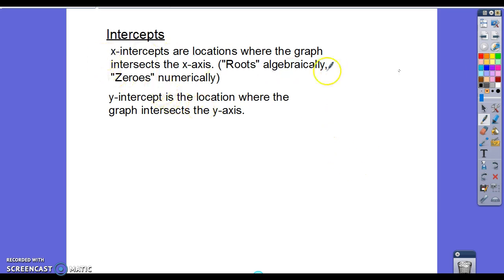Okay, so I'm going to use these pretty interchangeably because they do mean the same thing. When I talk about x-intercepts, I'm talking about the roots when I say something algebraically. So for example, if I wanted to solve this guy, 3x plus 9 is equal to 0, really I'm asking you to find the roots of the function 3x plus 9 equals y.